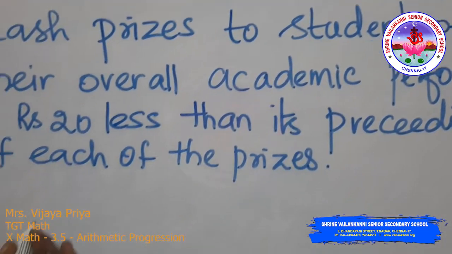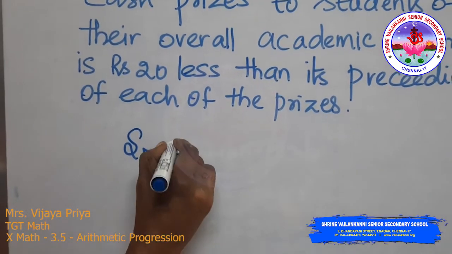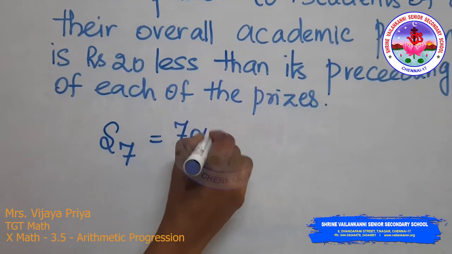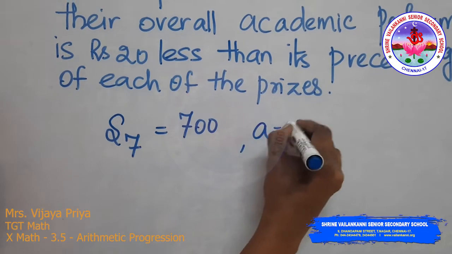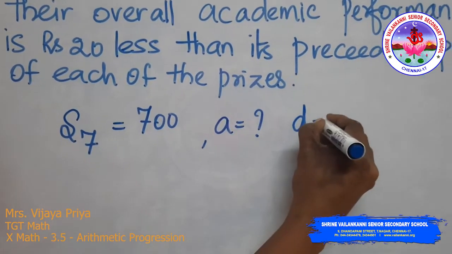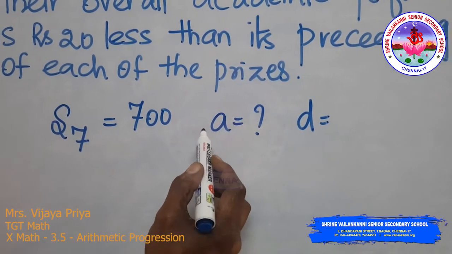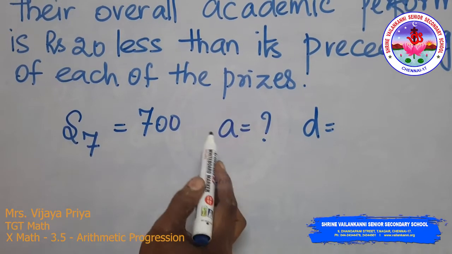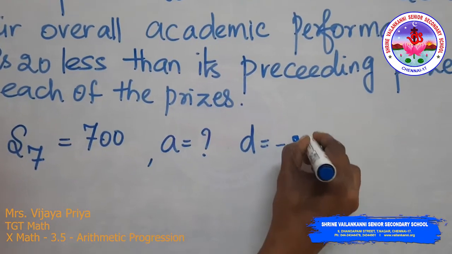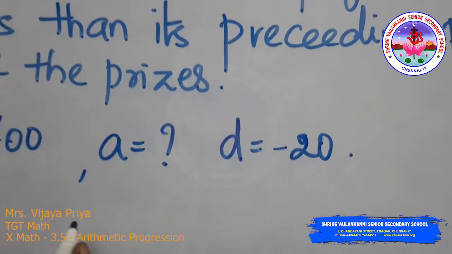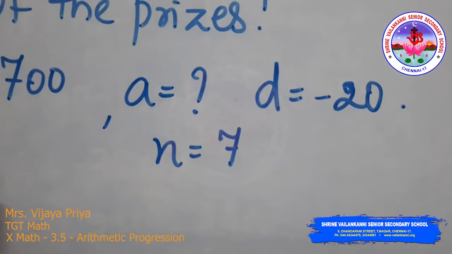So I am writing this problem as S7, where the sum of 7 cash prizes totally will be 700. My first cash prize value he has not given, but my common difference is given, as each and every prize will be 20 less than its preceding prize. So it must be a decreasing order. So I will get common difference as minus 20, and n is equal to 7. Putting all these values in my expansion.